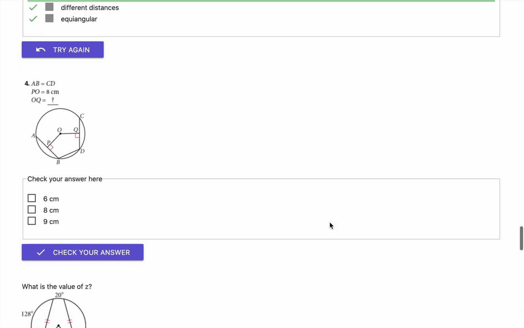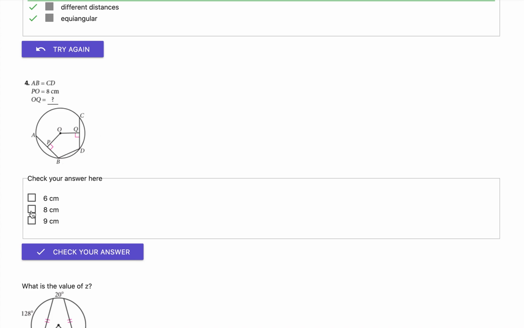So this first one I have here is question 4. It says that AB is equal to CD, meaning that this full chord is congruent to this full chord. We know that line segment PO, this perpendicular from the center, is 8 centimeters. And what we want to figure out is how long is OQ. So do you think it's 6 centimeters, 8 centimeters, or 9 centimeters?